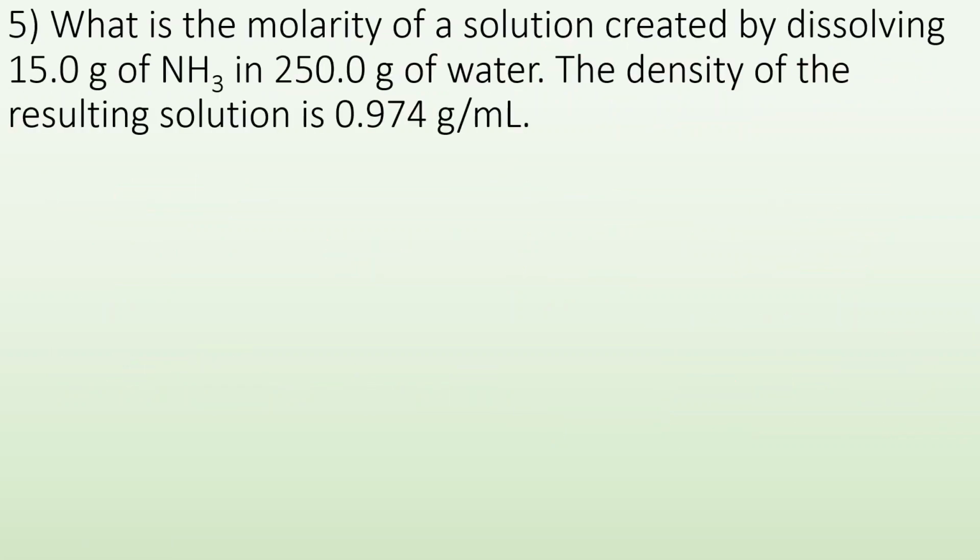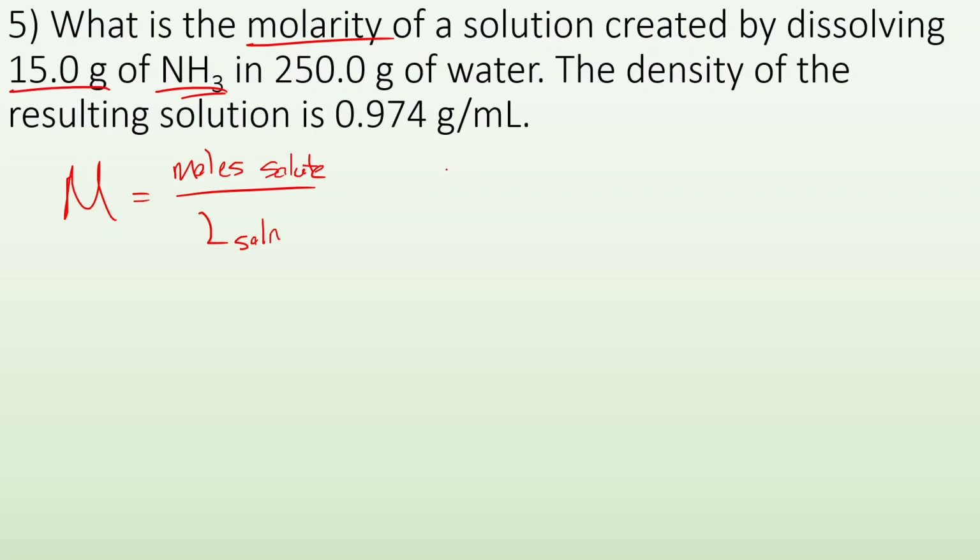All right, number 5. What is the molarity of a solution created by dissolving 15 grams of NH3 in 250 grams of water? The density of the resulting solution is 0.974 grams per milliliter. So, all right, I need molarity. So if I want my molarity, I need moles of my solute divided by liters of solution. All right, well, my solute is NH3, and I got 15 grams of it. So let me figure that out first.